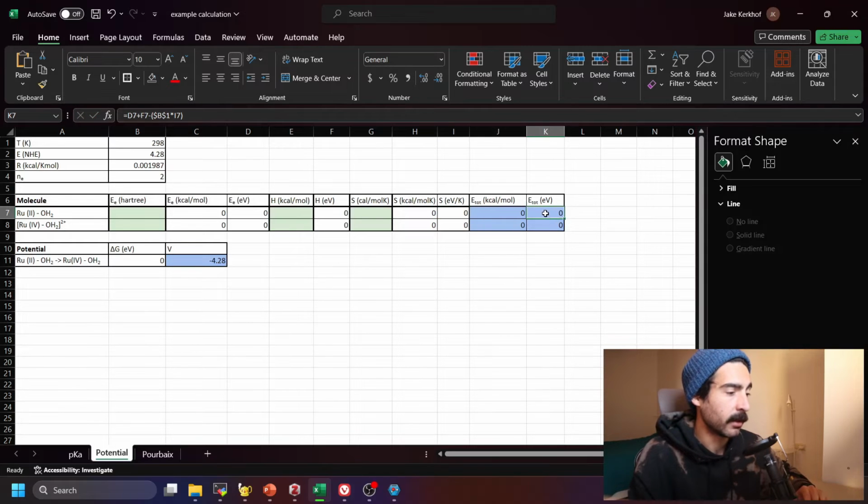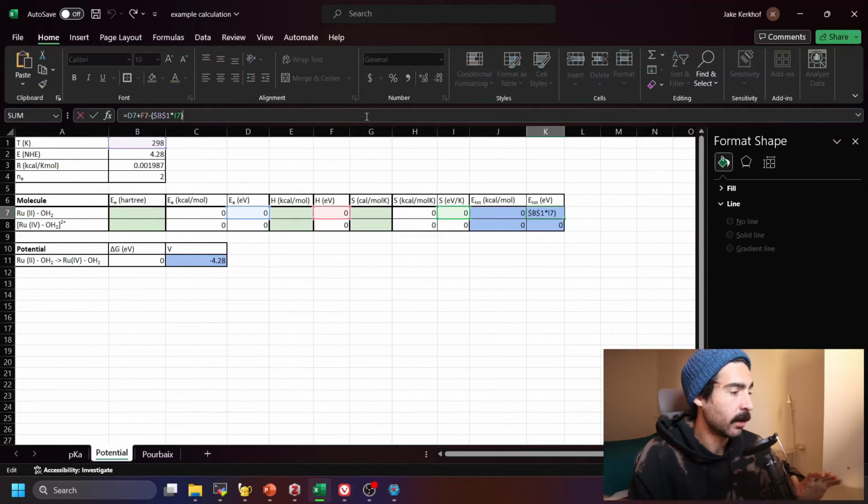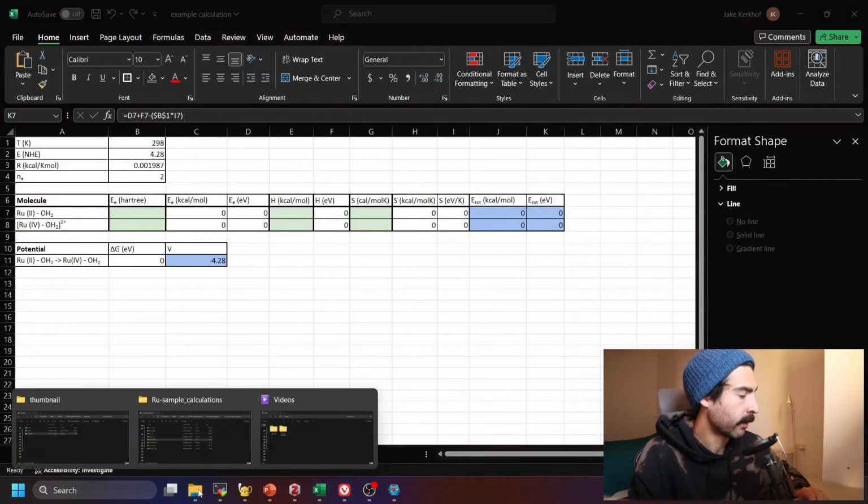So then we can calculate the total energy of each compound by using these values in electron volts: total electronic energy, enthalpy, and entropy. So electronic energy plus enthalpy minus the entropy times the temperature. And again, the temperature is 298 Kelvin. So we can go ahead and look at our output files.